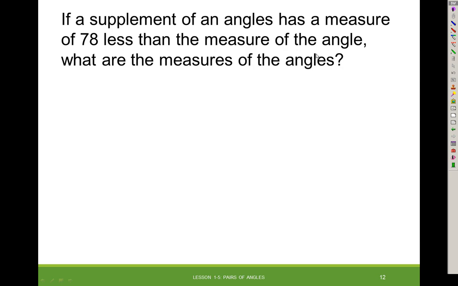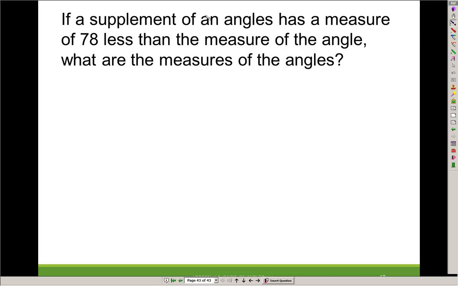If a supplement of angles has a measure of 78 less than the measure of the other angle, what are the measures of both angles? So I don't know either one. So let's define the variables here. X will be the first angle. Y will be the second angle.